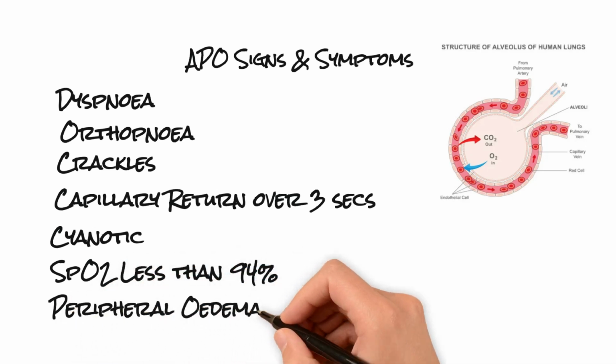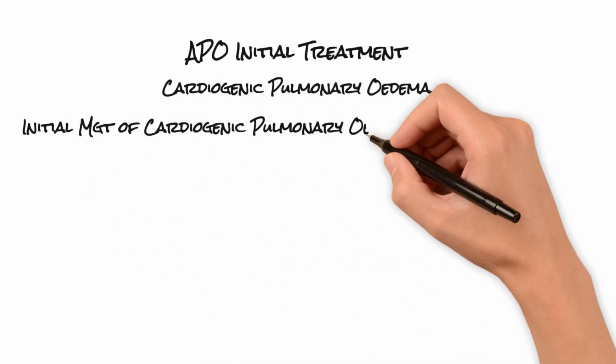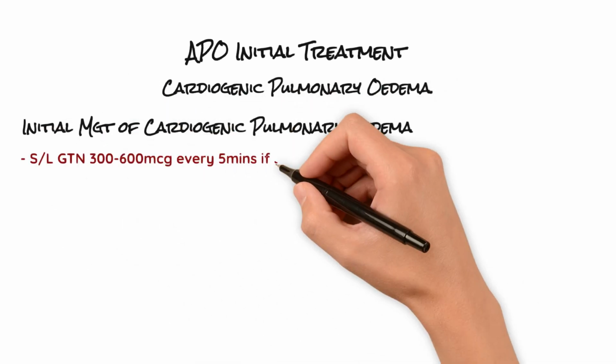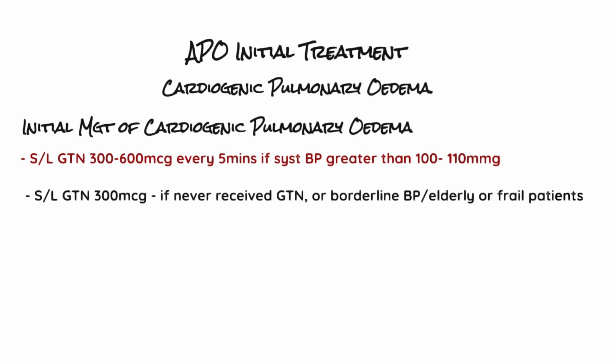We'll now move on to APO and its initial treatment. We'll focus here on cardiogenic pulmonary edema, like the failure of the pump. Initial management nowadays can be sublingual GTN, 300 to 600 micrograms every 5 minutes, and be aware that's if the BP is greater than 100 to 110 systolic. Of course, this depends where you work and the policies and procedures there. If it's the first time the patient is having GTN, we're looking at giving 300 micrograms. We don't want to seriously drop their blood pressure.